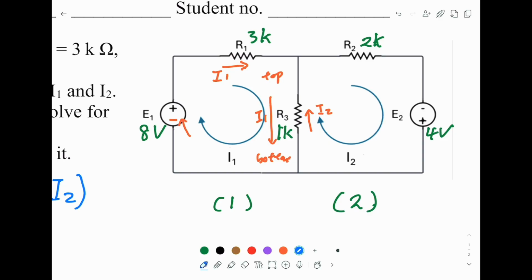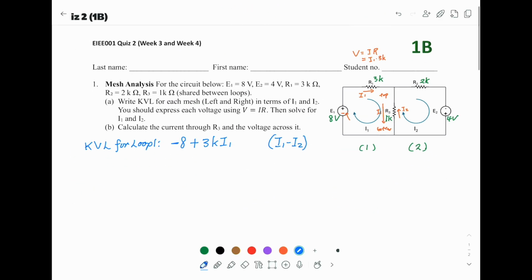Now, remember, we should write the voltage. R3 is 1k, so we multiply 1k and we put positive here. So this is equation number 1.